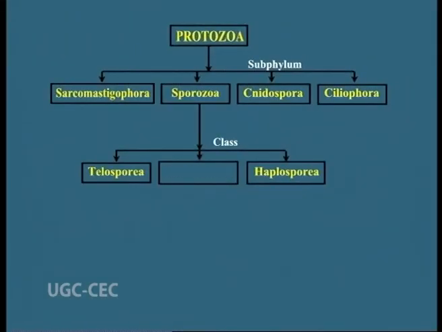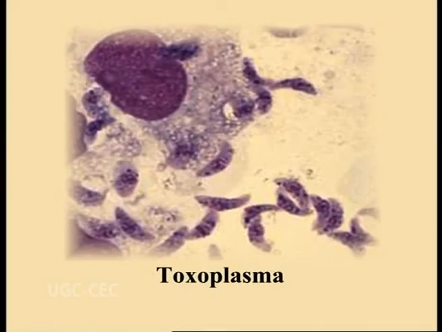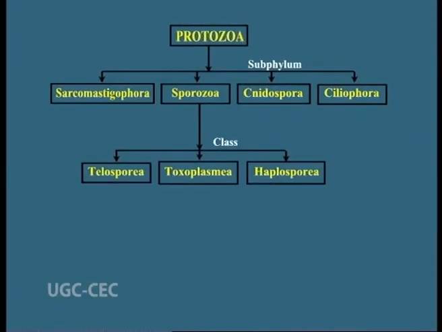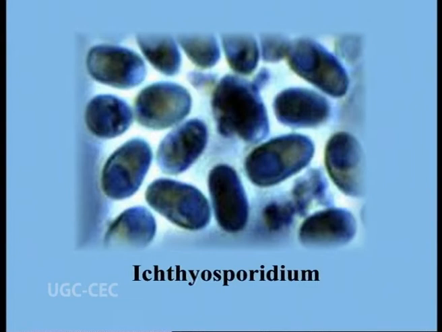Class Toxoplasmia, and the example is Toxoplasma. Spores are absent. Flagella or pseudopodia completely absent. Asexual reproduction by binary fission. Class Haplosporia. Example Ichthyosporidium. Spores are present. Only asexual reproduction and schizogony takes place. Flagella absent. Pseudopodia may be present.